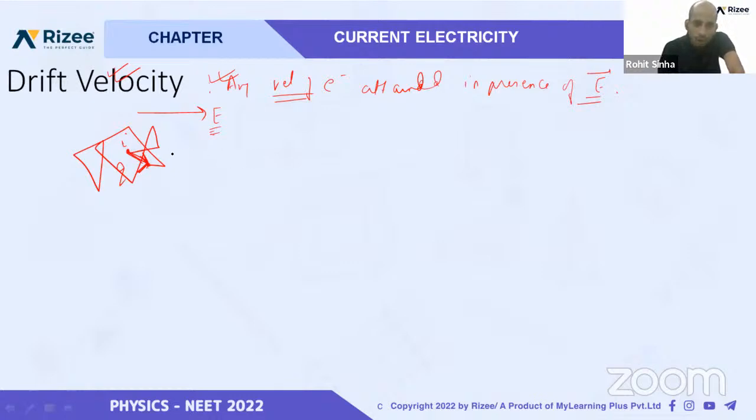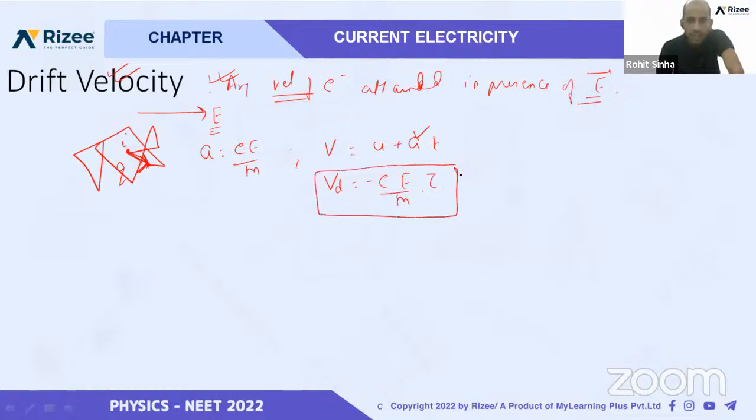For an electron, we know acceleration is equal to eE by m. To find velocity, what do we do? v = u + at. Put the value of a and we get Vd is equal to minus eE by m into tau. This is the formula we get after the derivation. You should remember this.